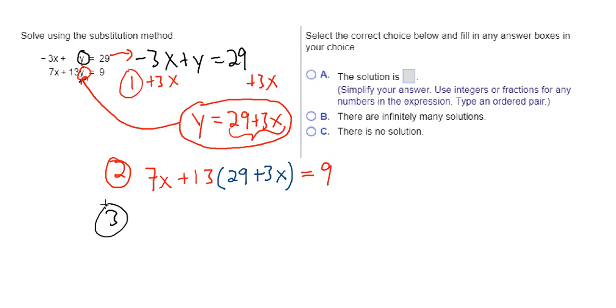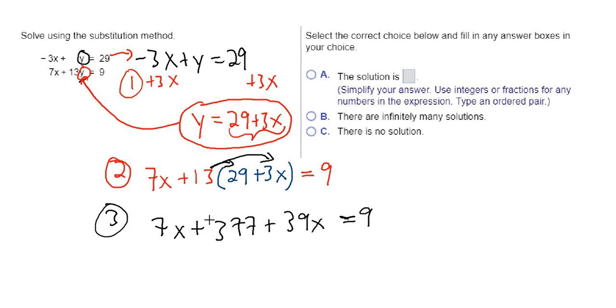Step 3 is to solve this equation for x. So we'll go ahead and distribute the 13. Again, we're going to get some big numbers here. We'll have 7x plus 13 times 29, which is 377, plus 39x equals 9. So make sure you multiply it to both of those. We'll combine like terms.